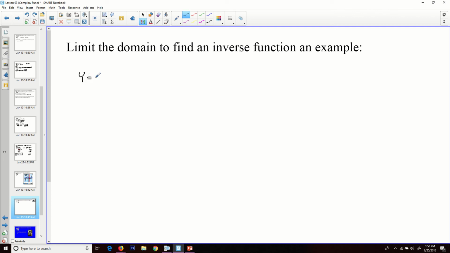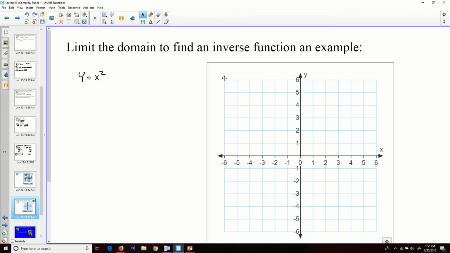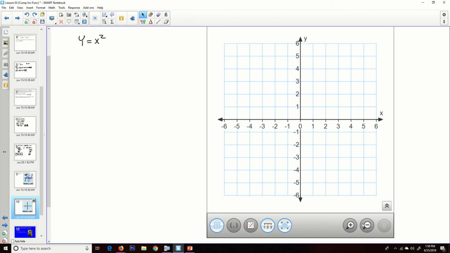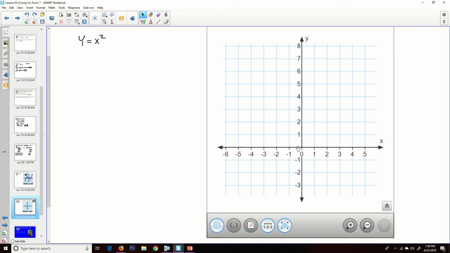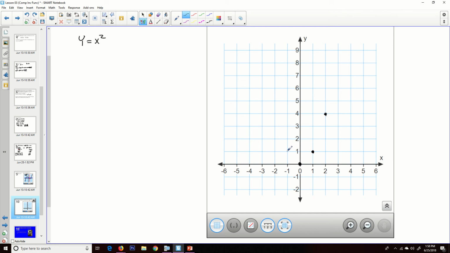So if I say y equals x squared, let's throw a little graph in there again. We know that y equals x squared would have (0, 0) as a point, (1, 1) as a point, (2, 4) as a point, (-1, 1), (-2, 4), (-3, 9), and (3, 9). We have a graph that looks like this.